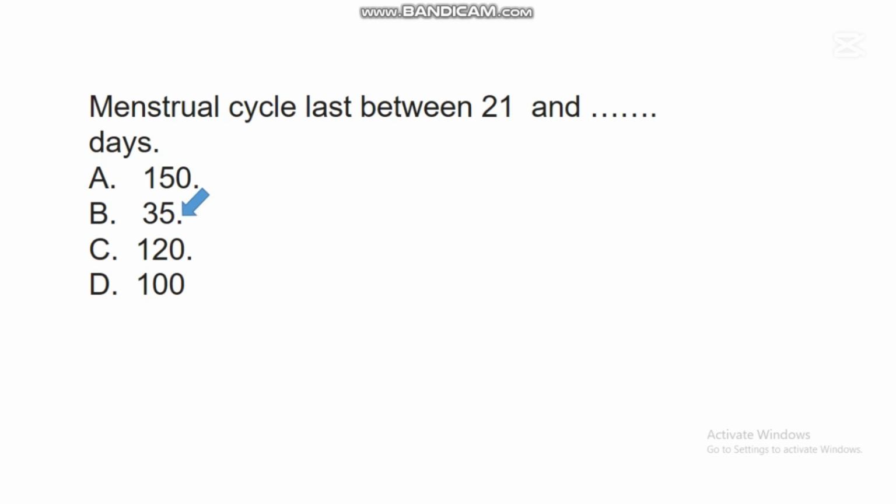There are some women whose menstrual cycle is 21 days, some 22, some 23, 24, down to 35. So the menstrual cycle lasts between 21 and 35 days. Scientists are still doing research to know more about the menstrual cycle, but based on available data, it usually lasts between 21 and 35 days in different women.